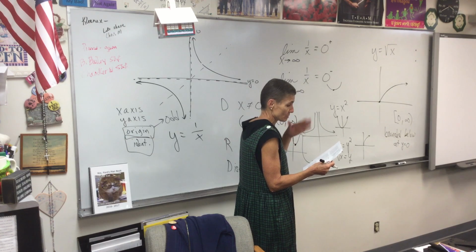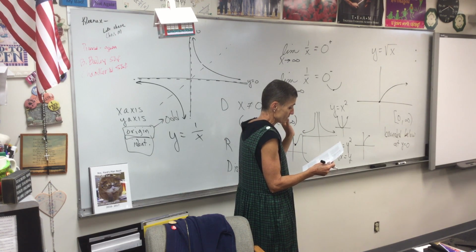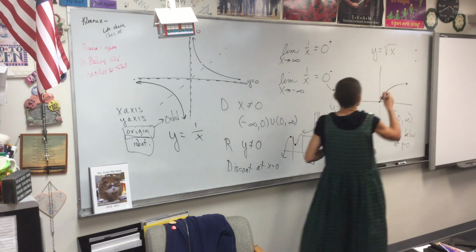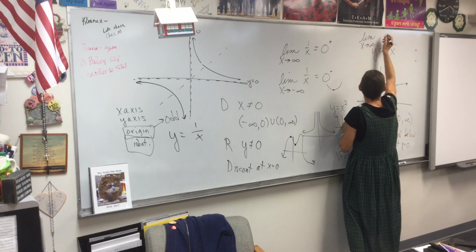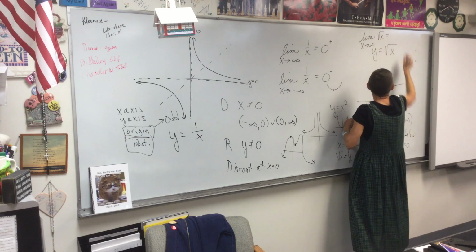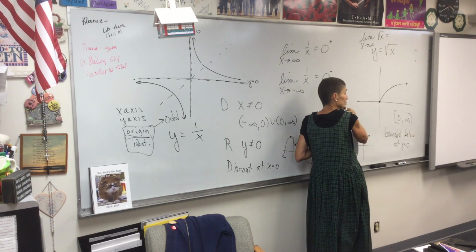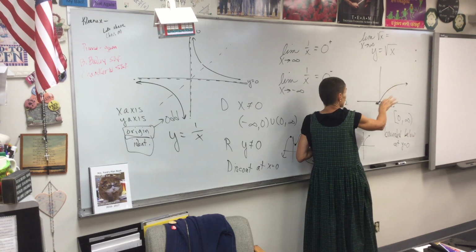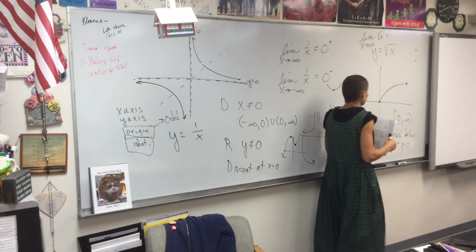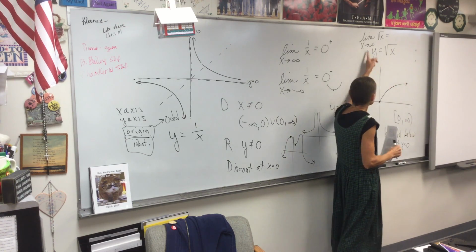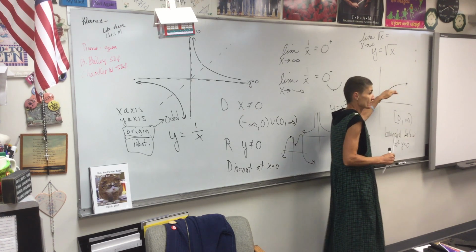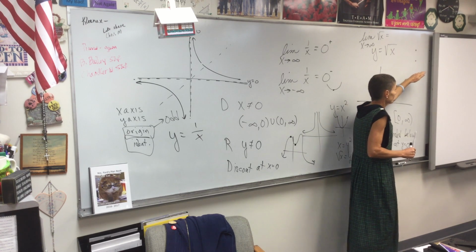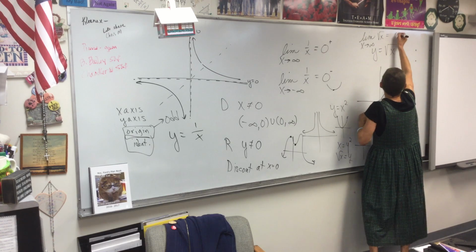No asymptotes, and end behavior. This one does not even have end behavior to negative infinity. It only has one end to it. So what is the limit of this function as x gets bigger and bigger and bigger? What happens to the function? It goes up, up, up, up, up, so it's positive infinity.